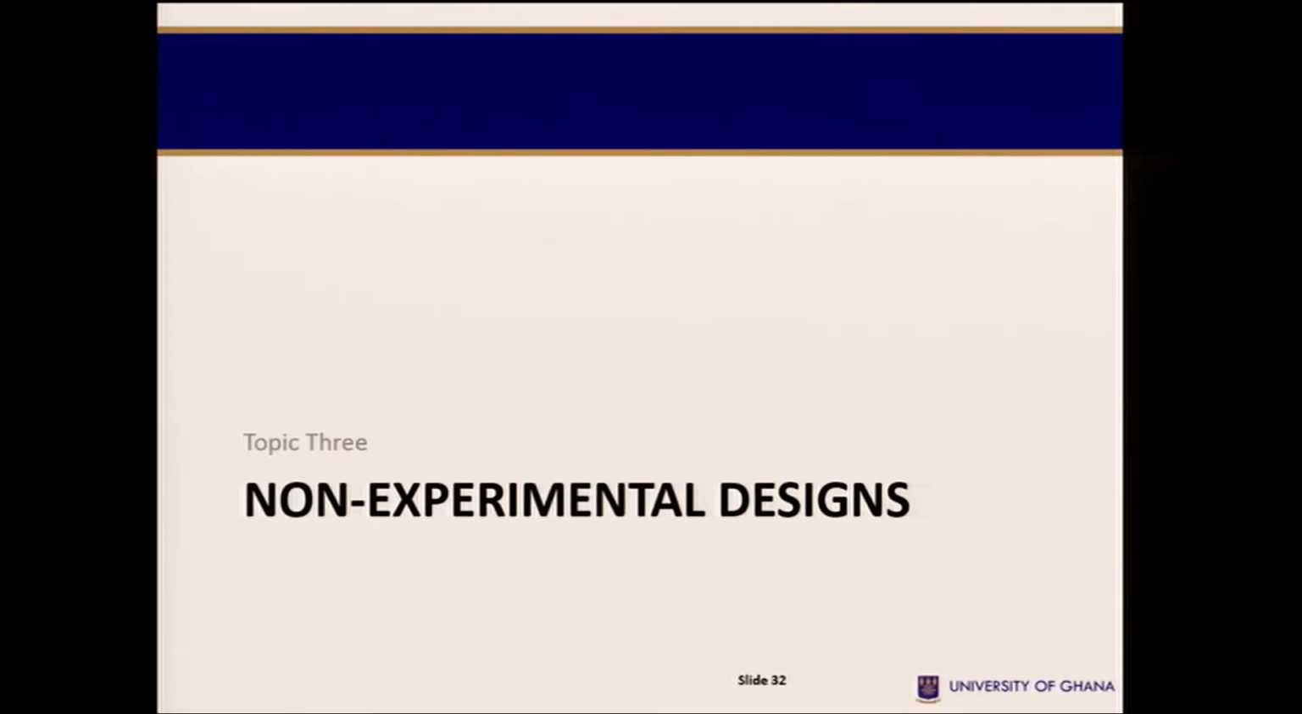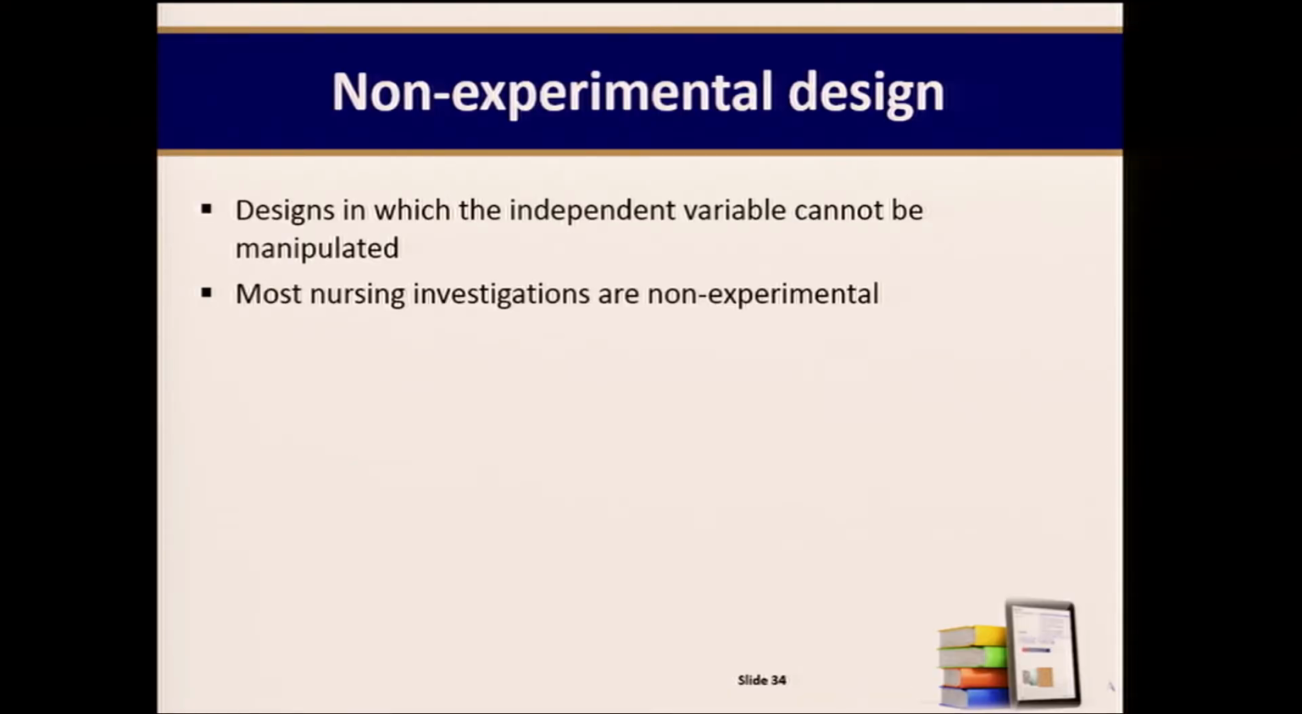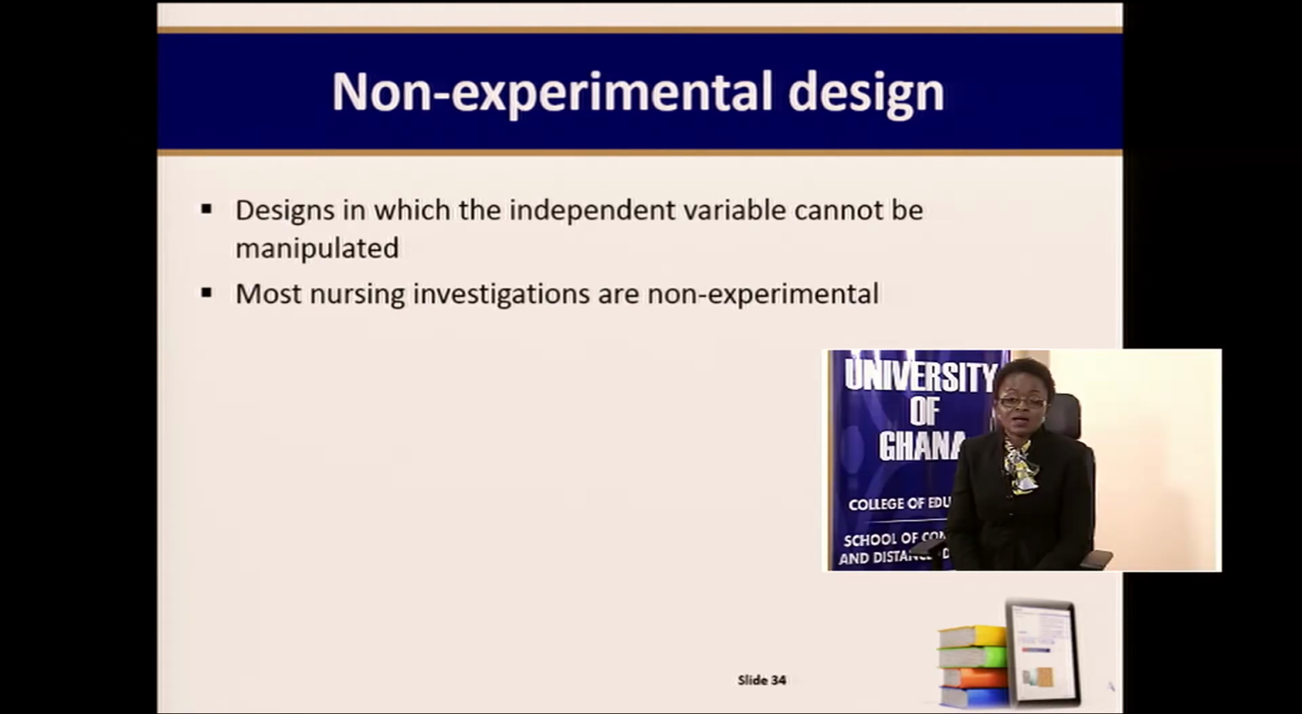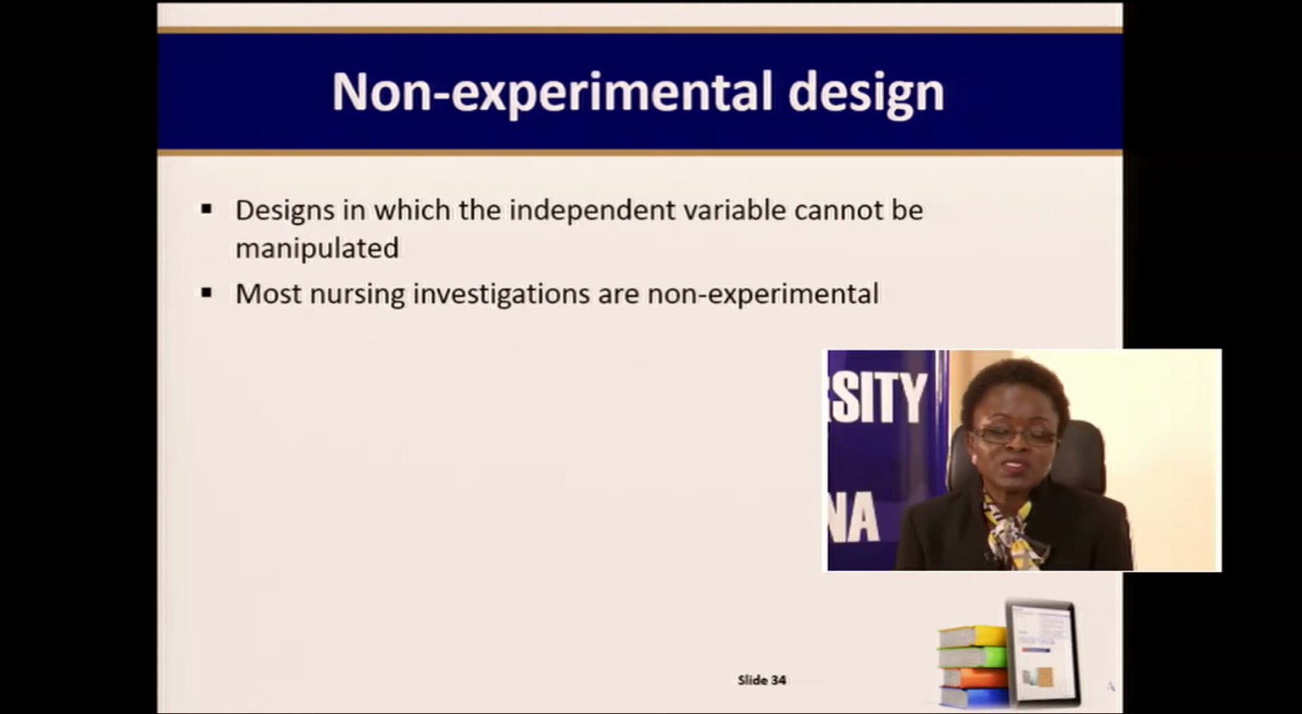Now let's talk about non-experimental designs. What are these designs? These designs have independent variables like the other ones, but they cannot be manipulated. And most nursing investigations are designed like that. You have an independent variable that cannot be manipulated, and the reason is because nurses deal with human beings. So for instance, you cannot manipulate a human behavior.